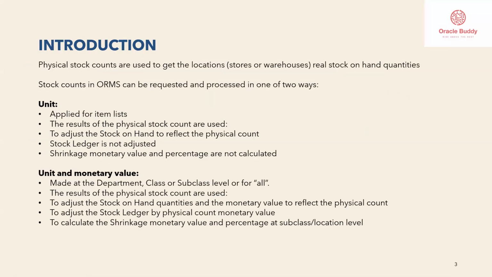So what is stock count? Physical stock counts are used to get the locations', store or warehouse, real stock on hand quantities. Stock count in ORMS can be requested and processed in one of two ways. First one is unit and second one is unit and monetary value. In unit stock count, it is applied for item lists. The result of the physical stock count is used to adjust the stock on hand to reflect the physical count.